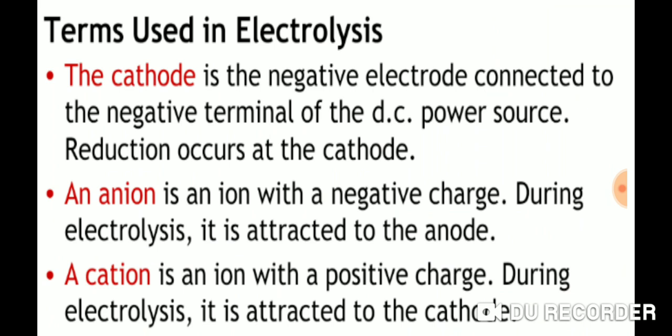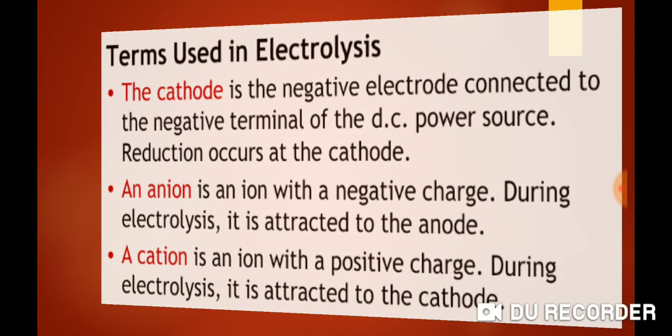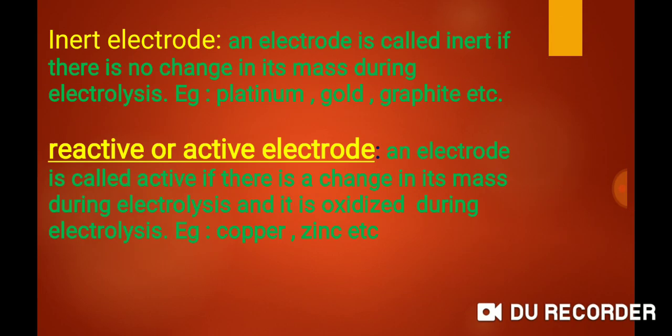We all know what an anion is. An anion is an ion with a negative charge, and during electrolysis, these anions move towards the anode, whereas a cation is an ion with a positive charge. During electrolysis, they get attracted towards the cathode.